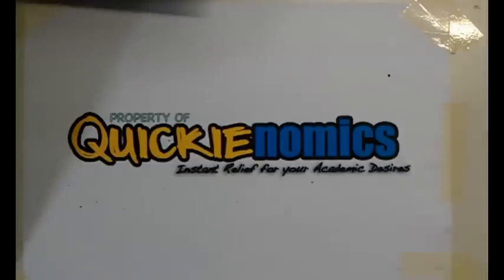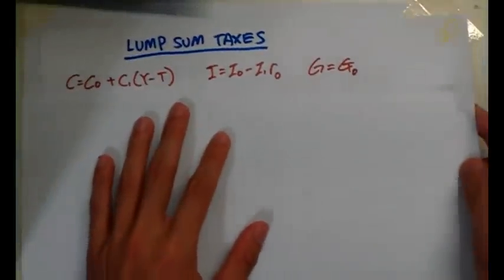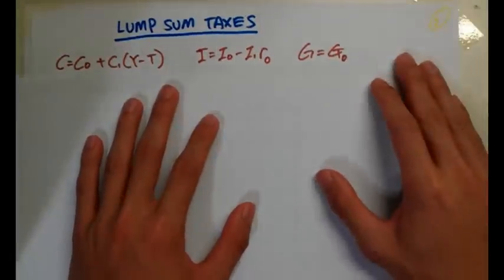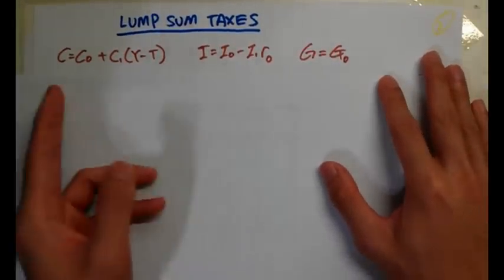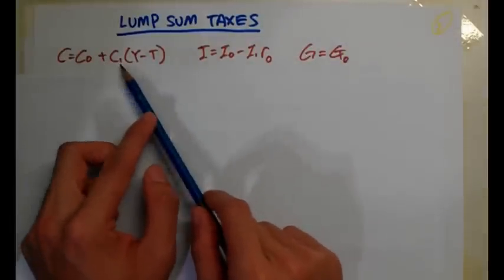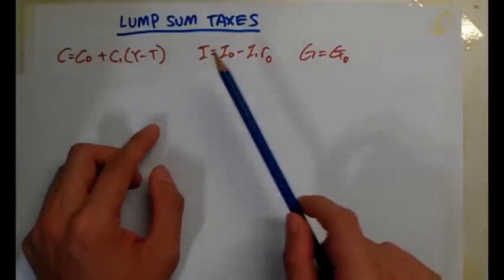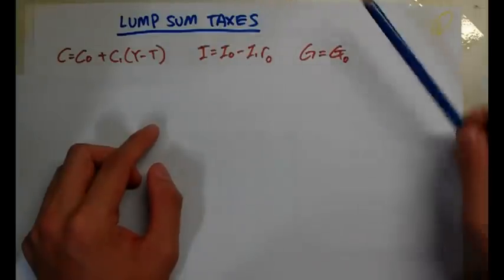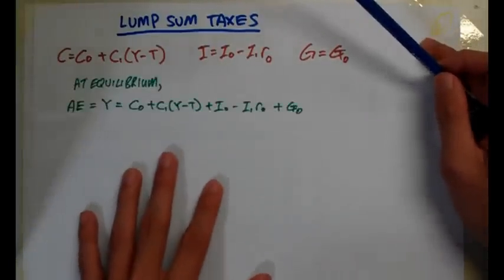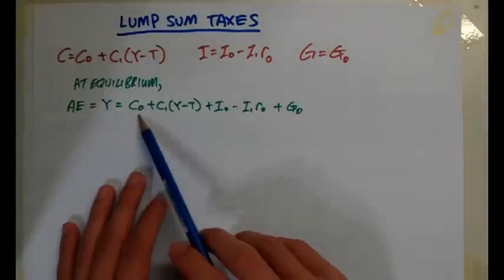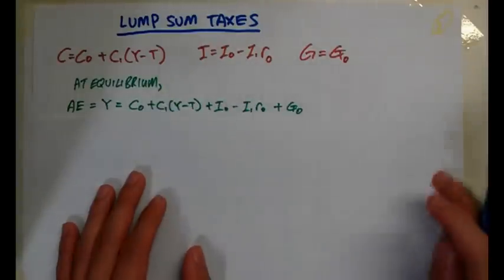So for lump sum taxes, we have the standard three components in a closed economy. We have C, I, and G, and we expand that out into C0 plus C1 bracket Y minus T, I equals I0 minus I1 R0, and G is just G0. So at equilibrium, we have this: AE equals Y equals everything dumped down here.